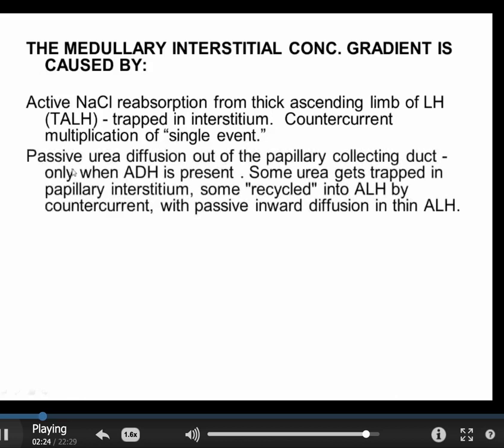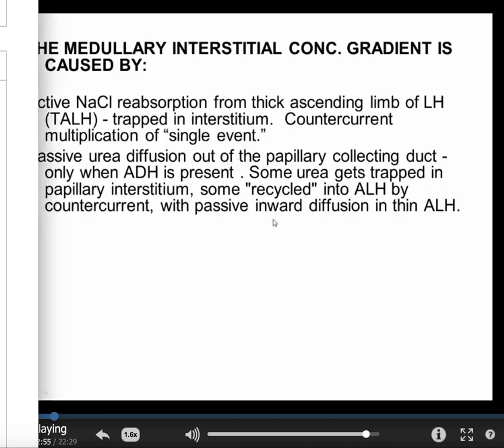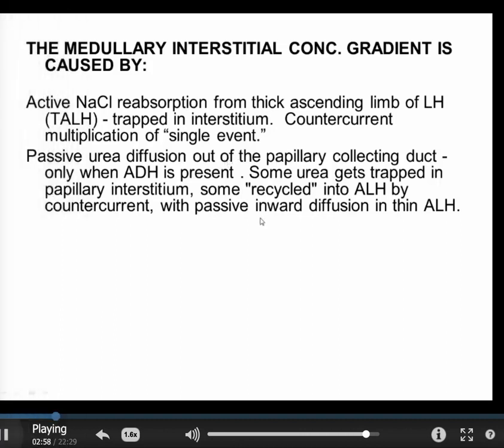The second process is passive urea diffusion and recycling. And this only occurs when the antidiuretic hormone is present because that's the only time that the inner medullary collecting duct is permeable to urea and allows outward diffusion or reabsorption, some of which gets trapped in the interstitium and some gets recycled into the thin ascending limb of the loop of Henle. So again, we have multiplication of the single event. In this case, it's passive urea reabsorption.